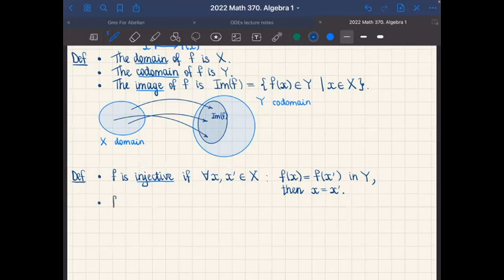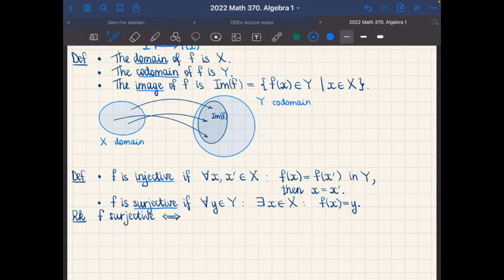And the dual notion is surjectivity. So f is surjective if for every element in the codomain, there exists a pre-image in X. So there exists x such that f of x is equal to y. And we can notice that surjectivity is equivalent to the situation where the image of f is equal to the whole set Y.